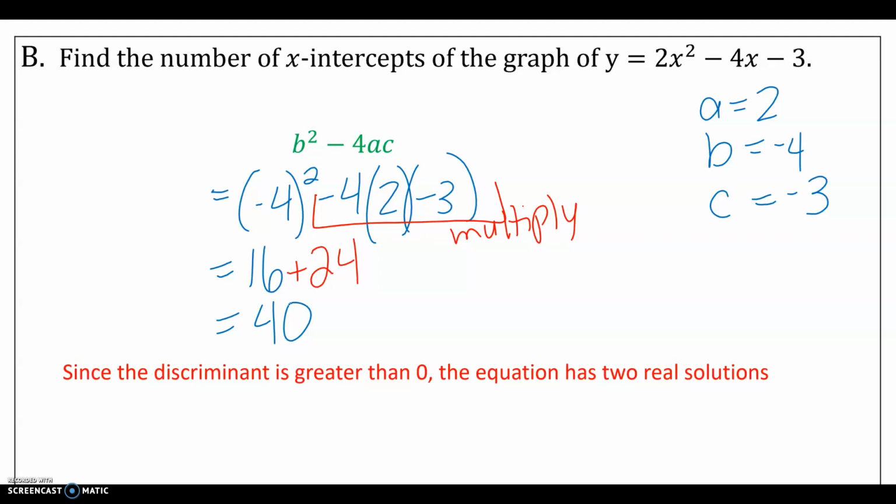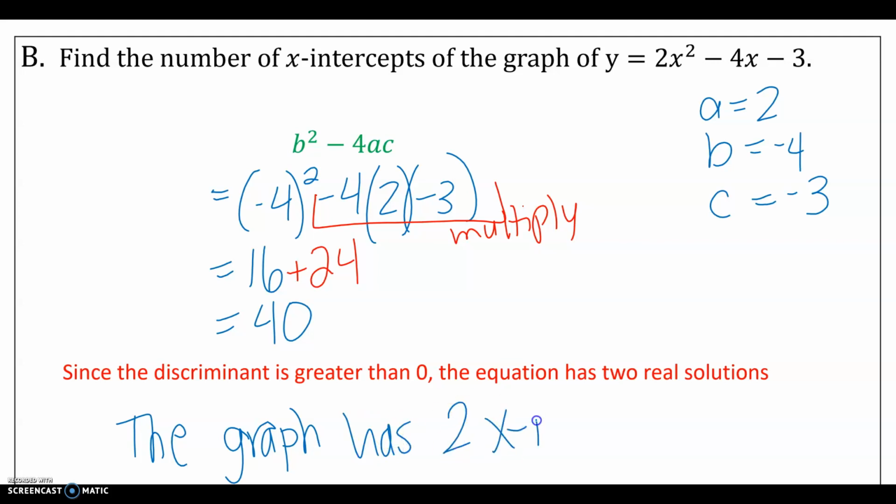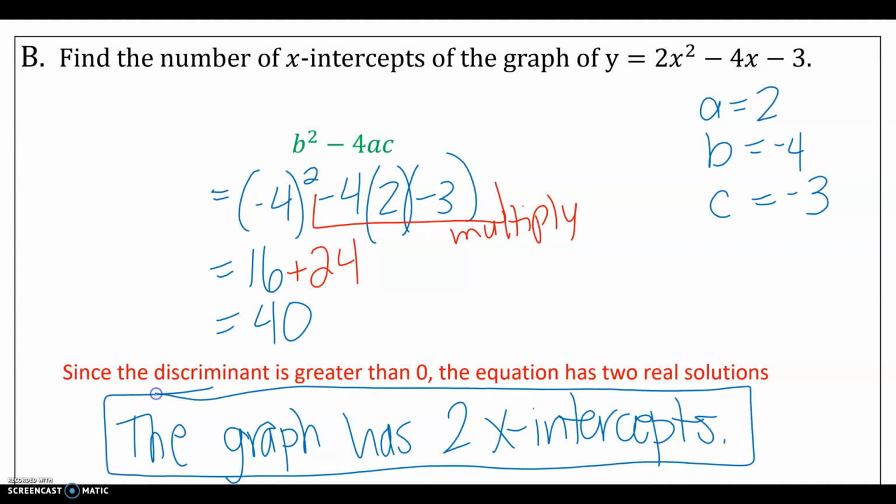So since the discriminant is greater than 0, the equation has 2 real solutions. So obviously the graph has 2 x-intercepts. Okay, so the only words you need to write are these blue words. You don't need to write the red words. I'm just trying to show you that they mean the same thing. It's just, if you were graphing, you're talking about x-intercepts. If you were solving, you were talking about the word solutions.